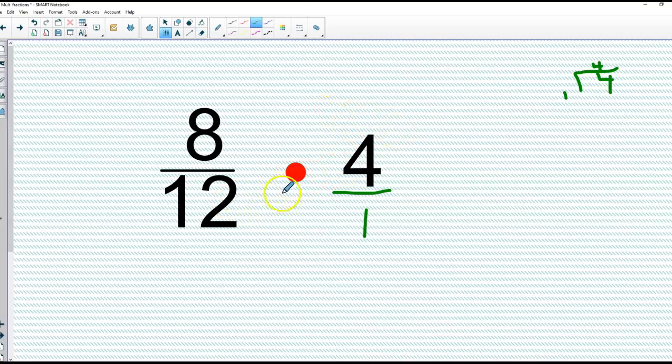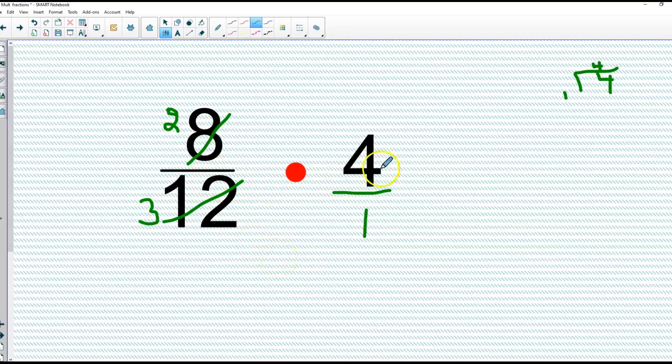I'm going to reduce early here. We could do it up, down, or diagonally. Let's go up, down this time, how we've always reduced fractions. So 8 and 12, we could divide by 4. So if I divide by 4, I get an answer of 2. And if I divide this one by 4, I get an answer of 3.